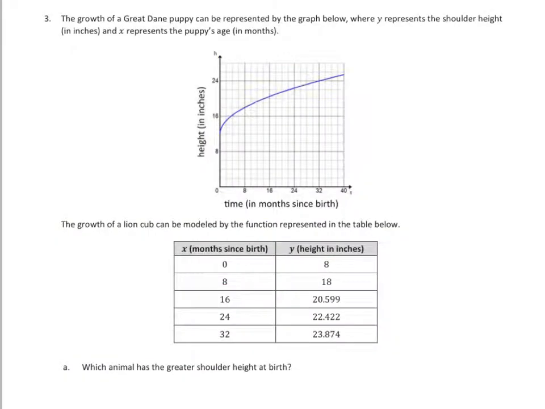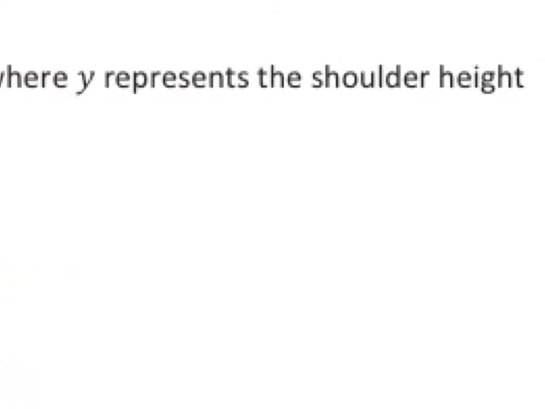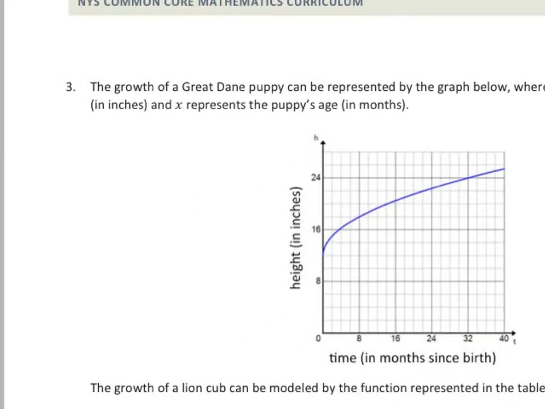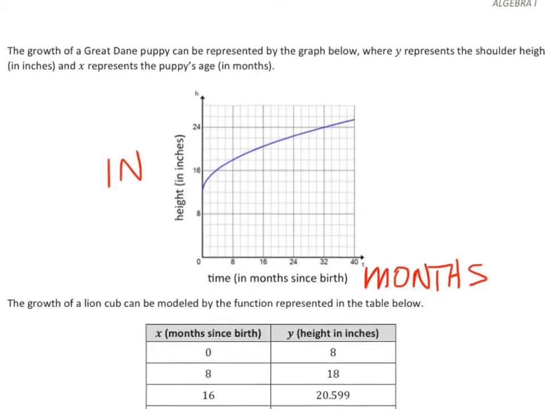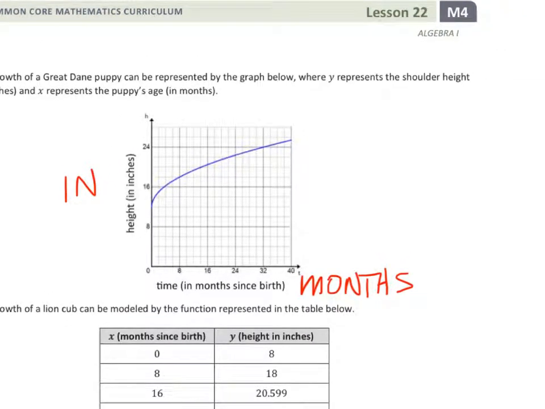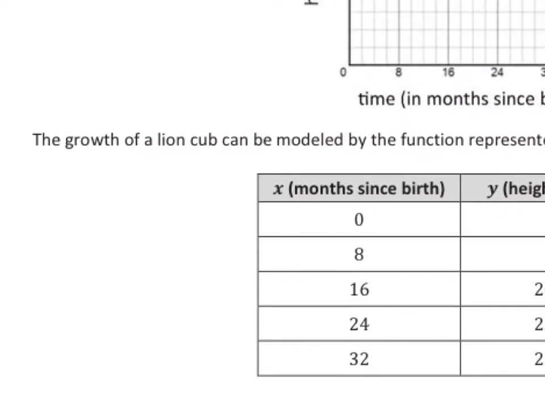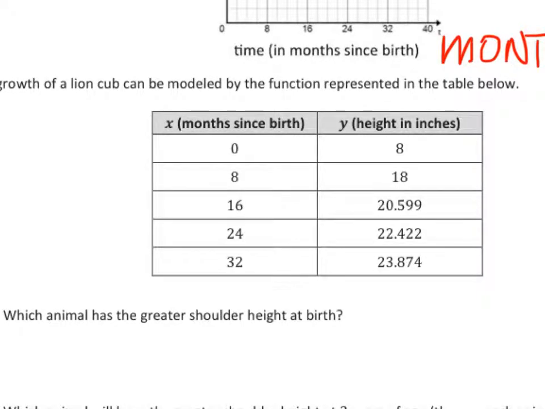The growth of a Great Dane puppy. The growth of a Great Dane puppy can be represented by the graph below, where Y represents the shoulder height in inches and X represents the puppy's age in months. So we have inches and then months. Inches is on the y-axis, months is on the x-axis. And that is for a Great Dane. So we'll go ahead and write that in here so we don't have to look for it in the text again. The growth of a lion cub can be modeled by the function represented in the table below. That one has months and that one has inches. It even tells you that this is X and this is Y, just as in the graph above.